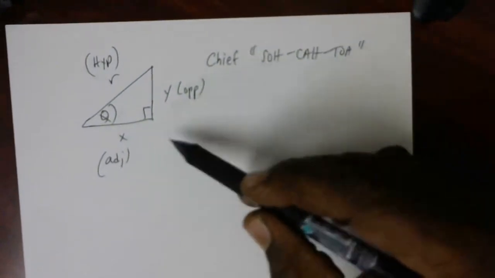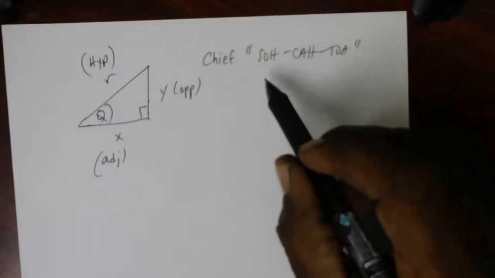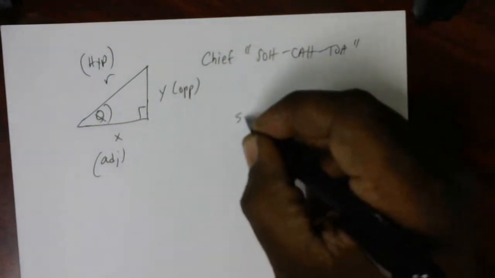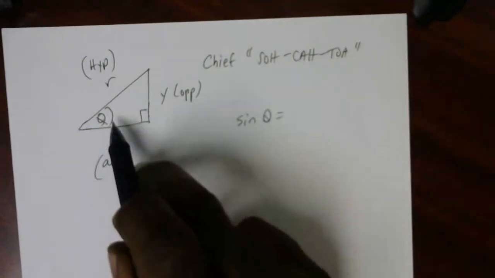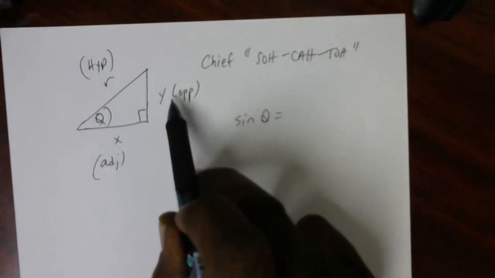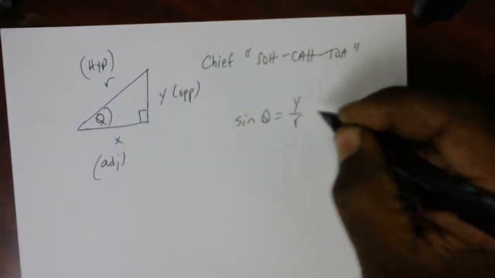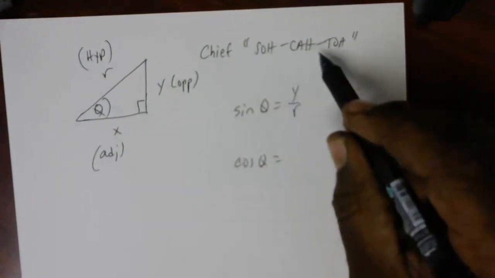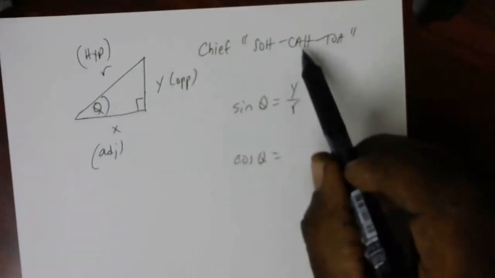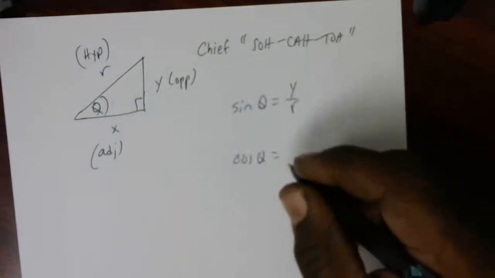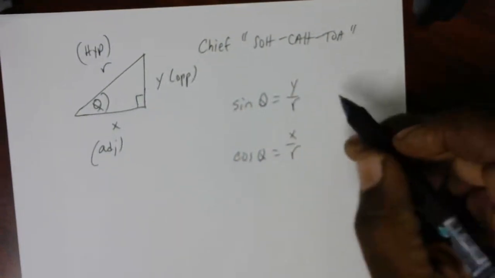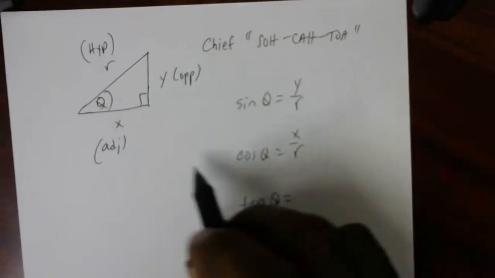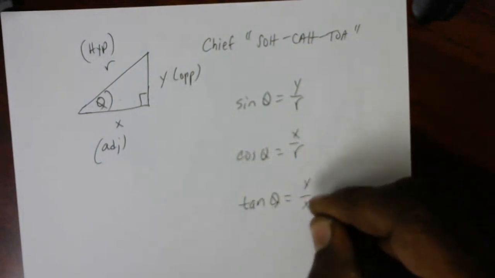So when we're setting up our trig functions using Chief Sakatoa, the Sa part alludes to the fact that the sine of our angle is equal to the opposite over the hypotenuse. The cosine, from the Ca part, alludes to the fact that the cosine is the adjacent over the hypotenuse. And the Toa part alludes to the fact that the tangent is the opposite over the adjacent.